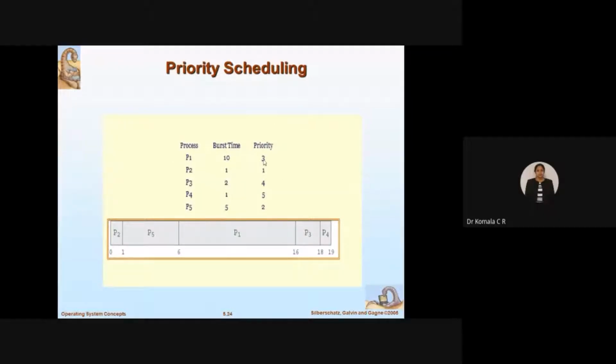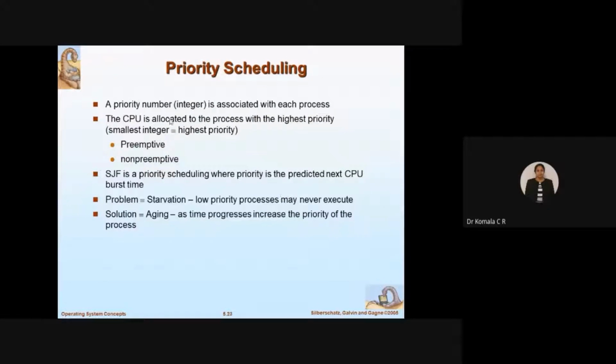I have given P1 as third priority, P2 as first priority, P3 as fourth priority, P4 as fifth priority, whereas P5 as second priority. I can give the same priority for two processes also. That we will be discussing in the examples. Fine. So the CPU is allocated to the process with the highest priority.